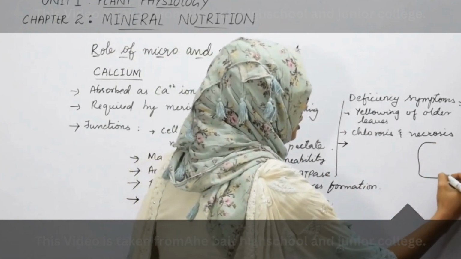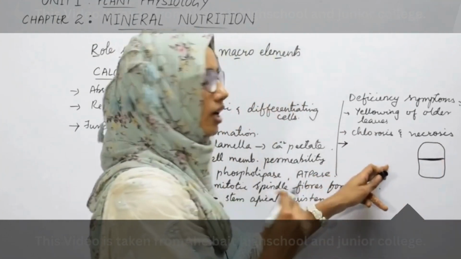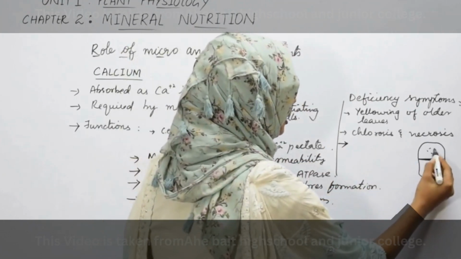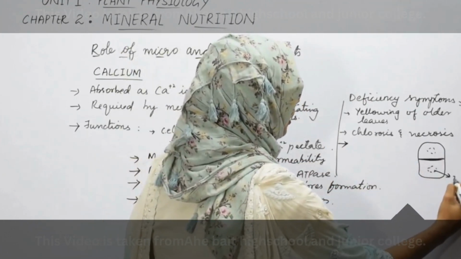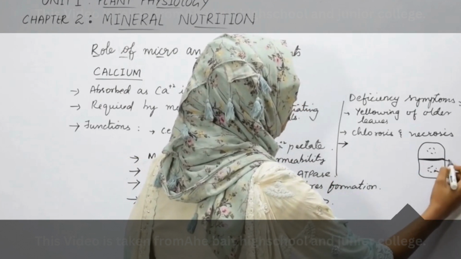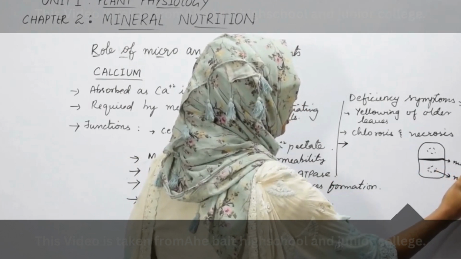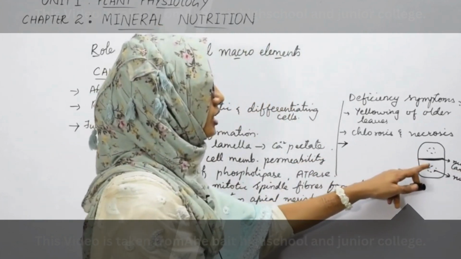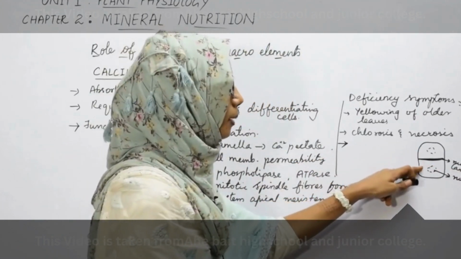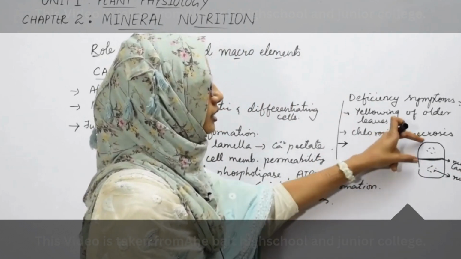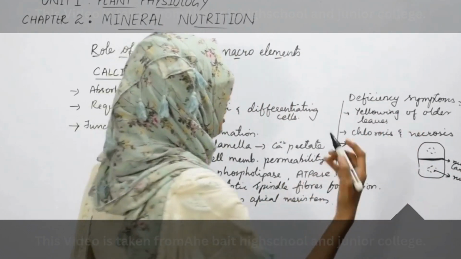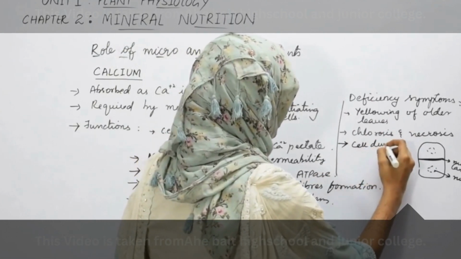When we observe the cell during cytokinesis, we can see that two nuclei are present and in between them a plate is present, which is the middle lamella. If this middle lamella synthesis gets stopped or remains incomplete, then the cell division will also stop or get affected.